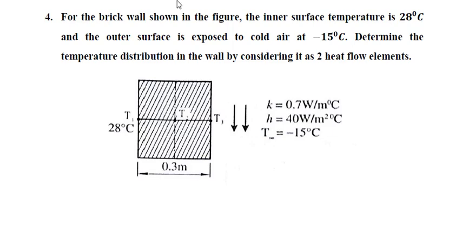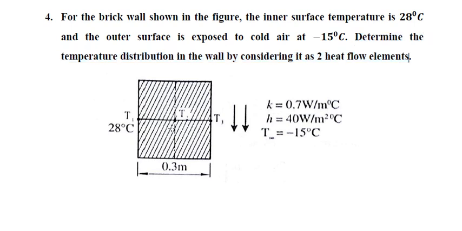Now we will move on to the next problem. The next problem is also of a composite wall. The problem is like this. For the brick wall shown in the figure, the inner surface temperature is 28 degrees centigrade, and the outer surface is exposed to cold air at minus 15 degrees centigrade. Determine the temperature in the wall by considering it as 2 heat flow elements.